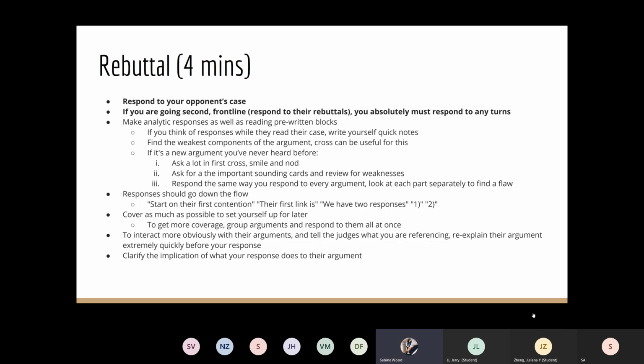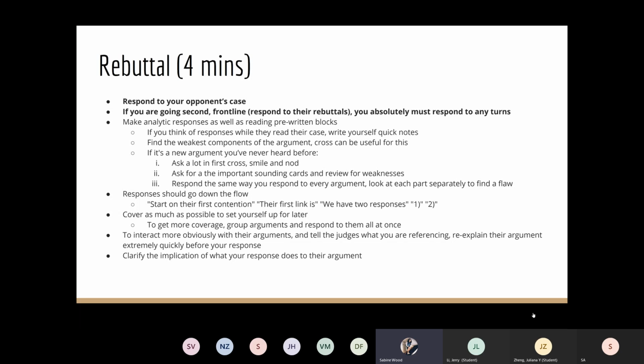When you're giving an effective rebuttal, you should be going down the flow in a really easy to understand way. It's a lot easier if you rely on a basic structure of starter phrases like start on their first contention, or we have 2 responses, and then numbering your responses, than it is to rely on a narrative rhetoric point that causes a lot of verbal fillers. If you have structure because you know how you're organizing your speech, it's going to be a lot easier if you feel like you're going to trip up at some point during your speech.